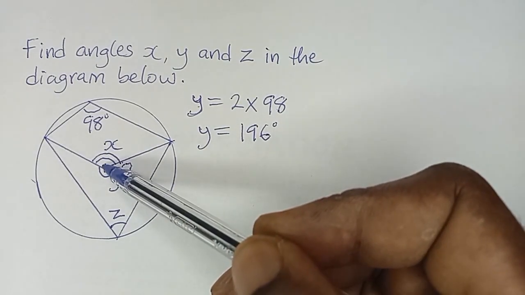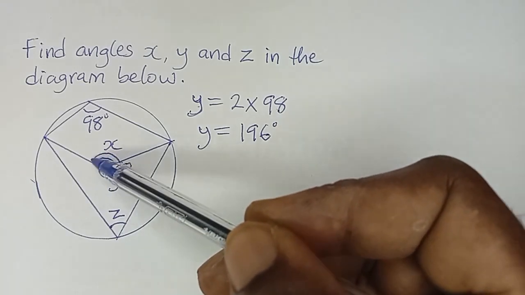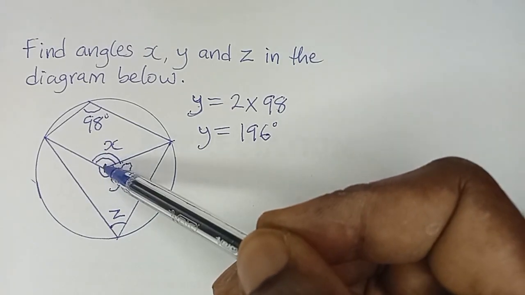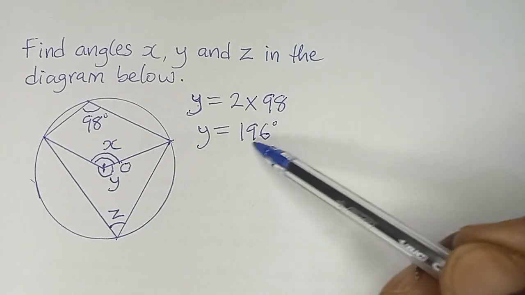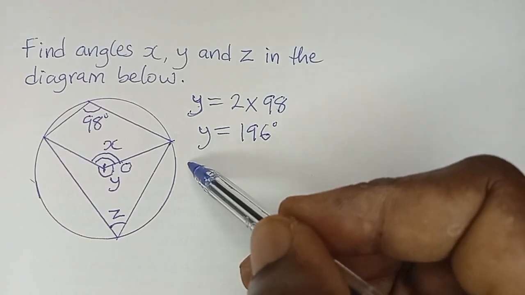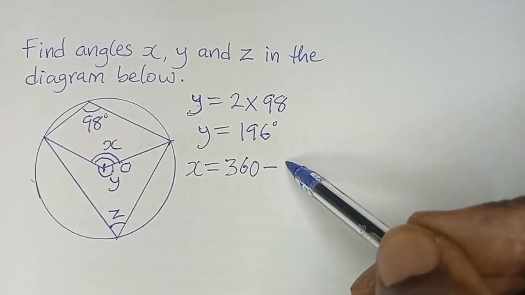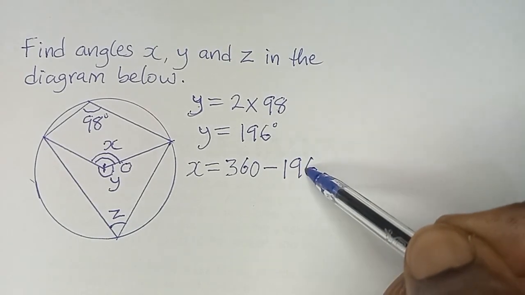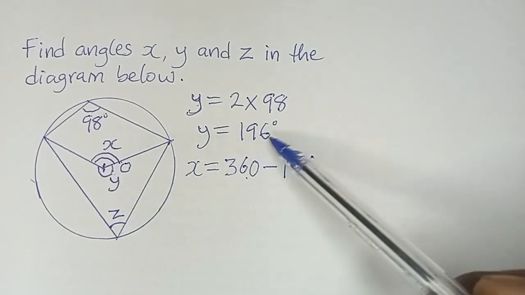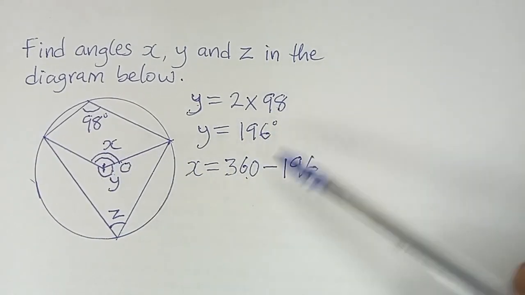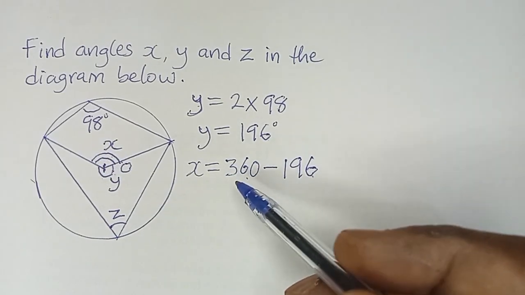Then we can get angle x after that, because if you look at this point here, which is the center of the circle, this full angle forming a circle, this full angle at the point is 360. Sum of angles at a point is 360. So if we have y as 196, then x will be equal to 360 minus 196, because total sum of angles at the point is 360. So if y is already 196, then x will simply be 360 minus 196, so that we can get the value of x from there.